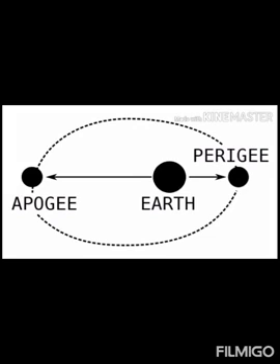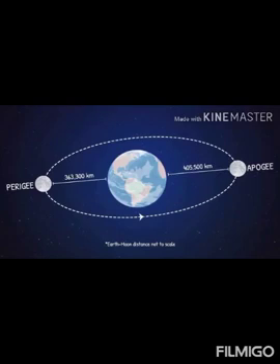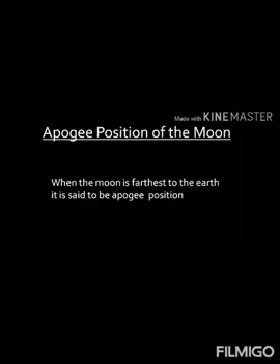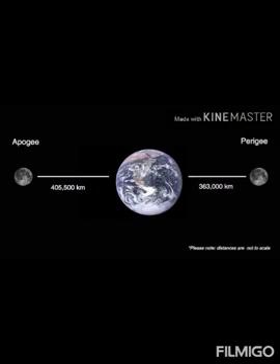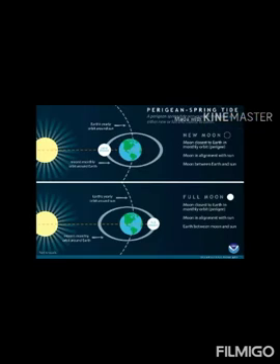The two positions of the moon are apogee and perigee. Perigee position of the moon is closest to the earth, whereas apogee position of the moon is farthest from the earth. Students, because of this position, the earth also experiences tide. Now students, let us see how this position of the moon affects tide on the earth.